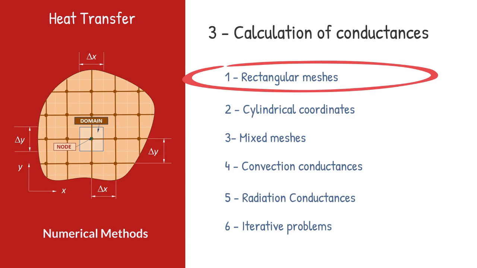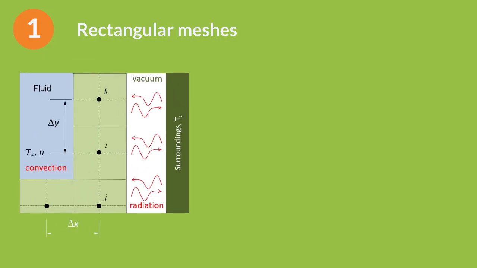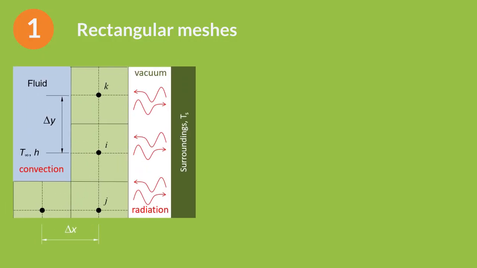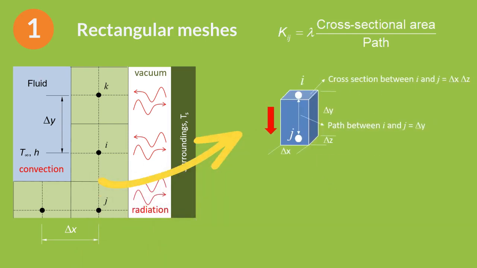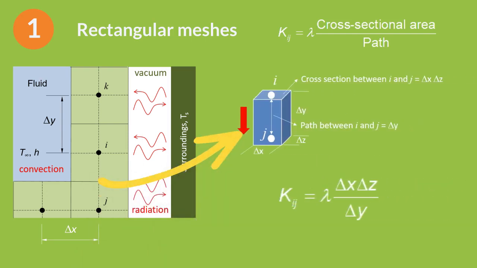Rectangular meshes. When the material is homogeneous and conductivity does not depend on the temperature, the conductance is calculated as the thermal conductivity multiplied by a cross-sectional area, when going from one node to the other, and divided by a distance or path. For the example in the figure, the cross-section is delta x times delta z and the path is delta y.